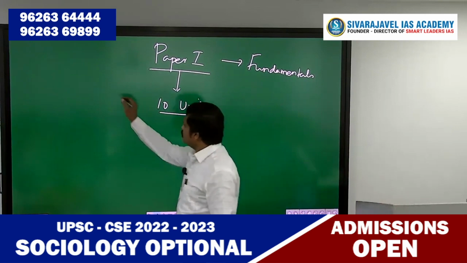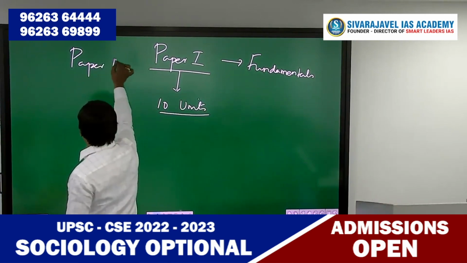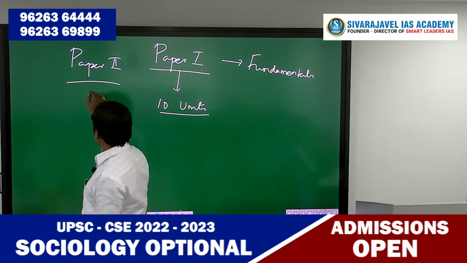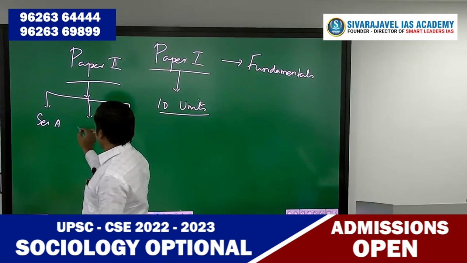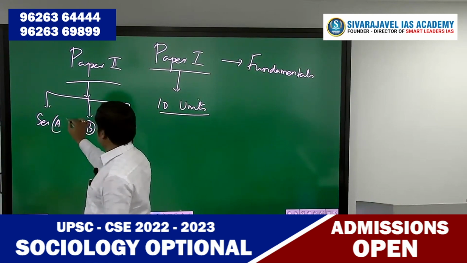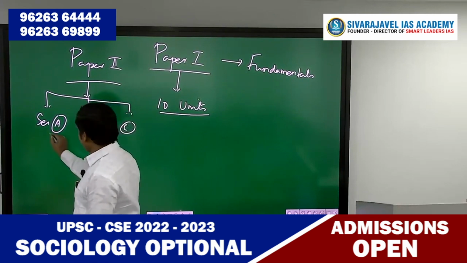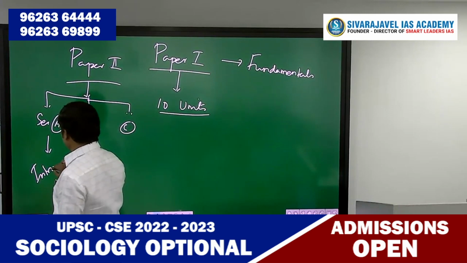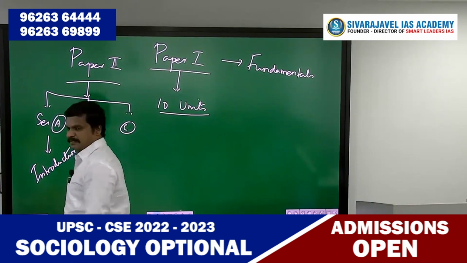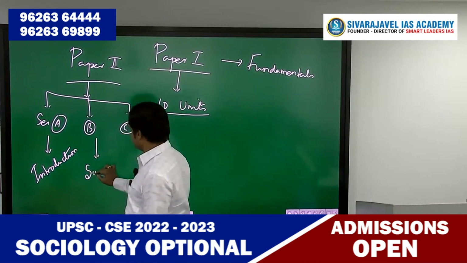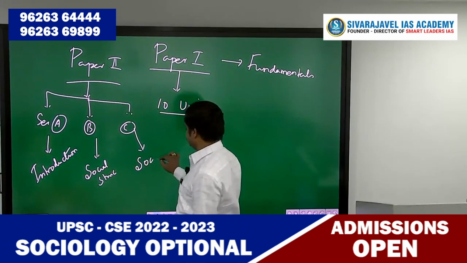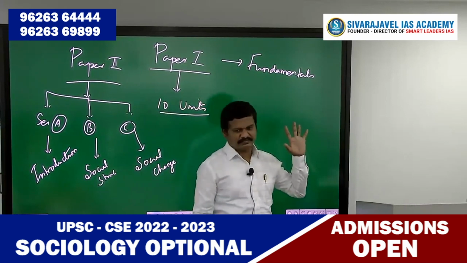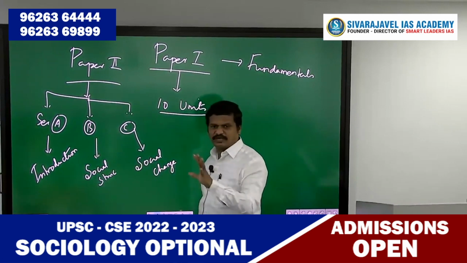Right? When you come to paper 2 Sociology, they are not giving 10 units, rather they are giving 3 sections: Section A, Section B and Section C. Section A is about introducing Indian society. Section B is about social structure. And Section C is about social change. All the 3 sections will have to be carefully read, because questions are coming from all the 3 sections. You cannot leave any section.